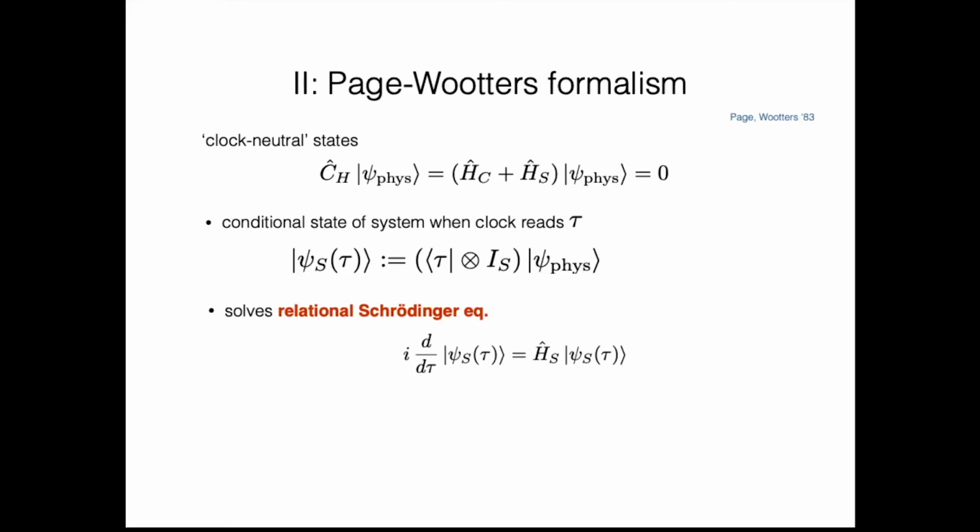And then, of course, you can say, oh, now we can ask for how system observables evolve relative to that time, it's just by using the usual Schrödinger picture. So it gives you like a relational Schrödinger picture.